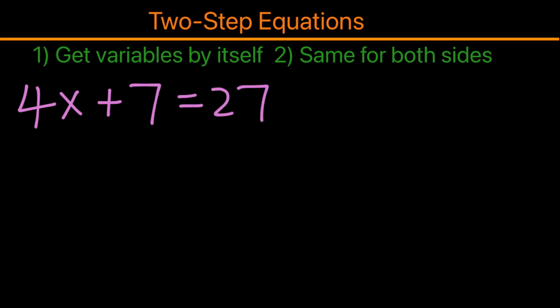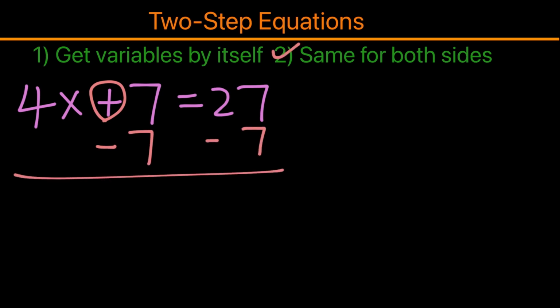The first part that we'll look at is the addition here. So we'll use the opposite operation, in this case, minus 7. And we want to minus 7 on both sides. This crosses out. 27 minus 7 equals 20. Now the 4x we bring down.